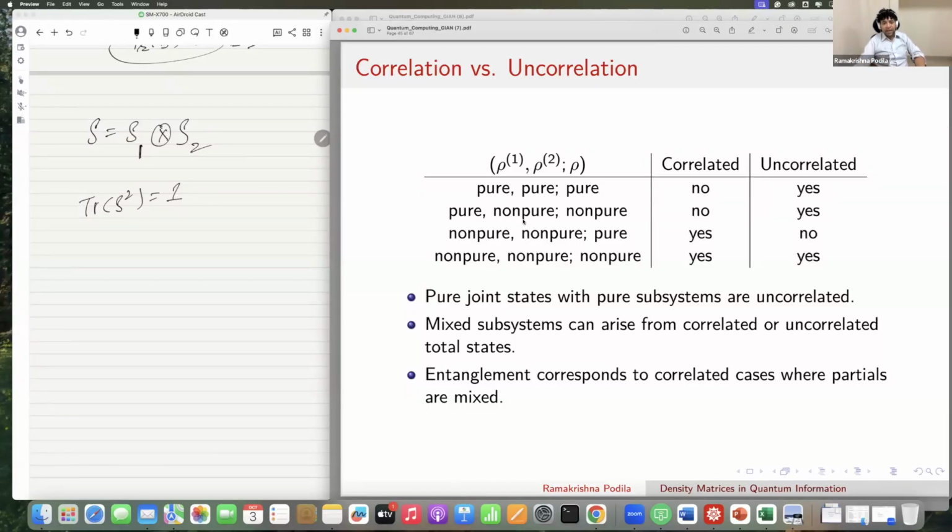So if I have one pure state and another non-pure state, they need not be correlated. They're always uncorrelated. The only ones where we have correlations are both non-pure, both mixed states. If both are non-pure states, I can get either correlations or no correlations. I will show you examples. But the drive home message here is if you have at least one pure state, then you do not get correlations. So if rho 1 or rho 2 is pure, then you do not get correlations. They're always uncorrelated. To get correlations, you need both non-pure states, both mixed states, right?